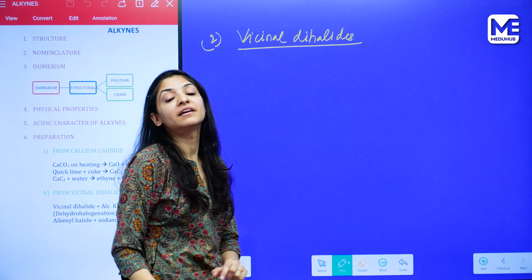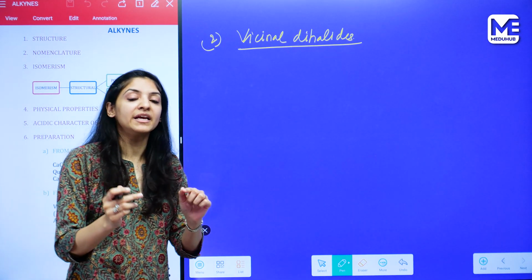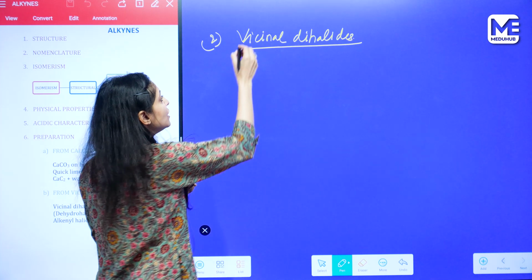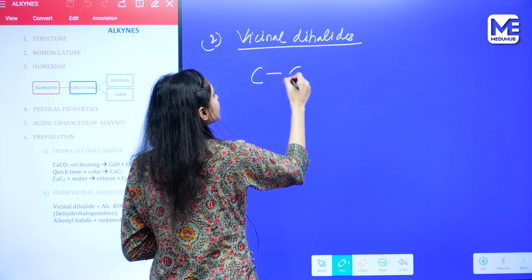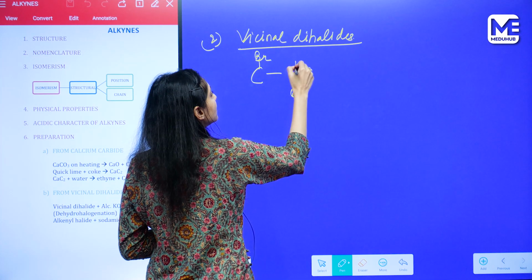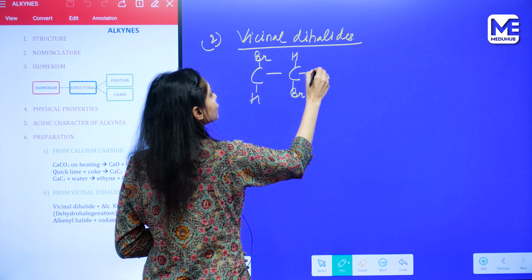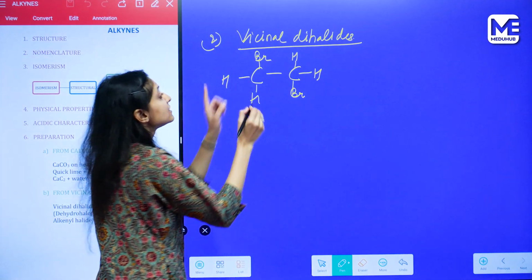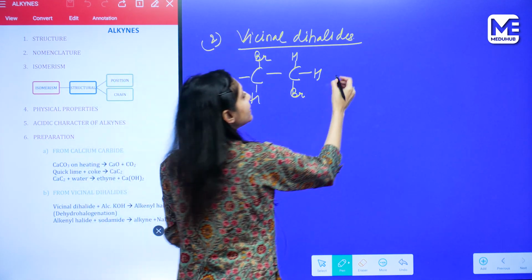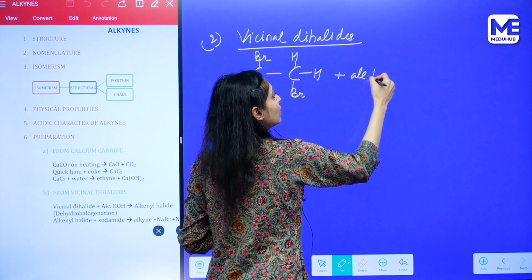Vicinal dihalides are haloalkanes in which the halogen atoms are present on adjacent carbons. So let's take the simplest one: Br, Br, H, H, H and H. This is dibromoethane. This is a vicinal dihalide when it is treated with alcoholic KOH.